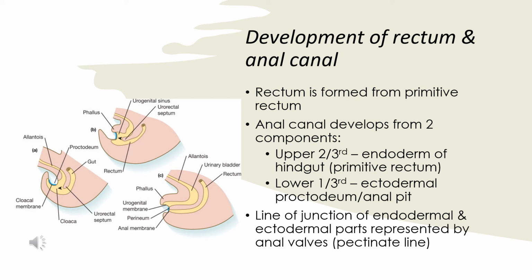To summarize, the rectum is derived from the primitive rectum, and the anal canal develops from two different sources, one endodermal and the other ectodermal. The upper 2/3 of the anal canal is derived from the endoderm of the hindgut, that's the primitive rectum. The lower 1/3 of the anal canal is derived from the ectodermal proctodium, and the junction between these ectodermal and endodermal parts is represented by the pectinate line.